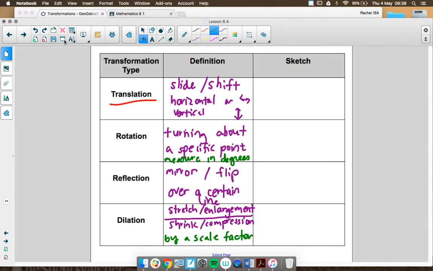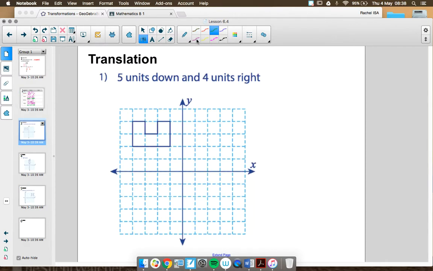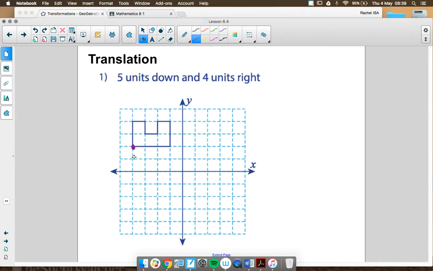And you can go ahead and make a sketch here as well. And now, in your packet, you've got 3 pages. So we're going to do some translations, rotations, and reflections of different shapes. I am going to show you a few. I'm just going to give you the first one of each of those practice problems. Okay, so let's look at the first page, which is translation. Now this whole shape needs to be translated 5 units down, 4 units right. So 5 units down, 1, 2, 3, 4, 5, 4 units right.